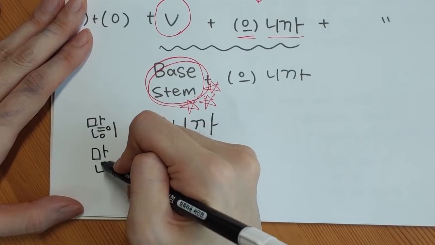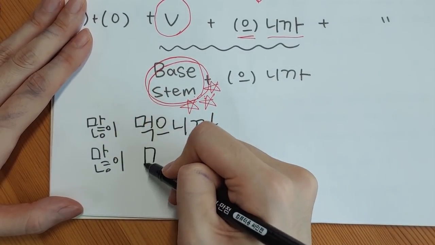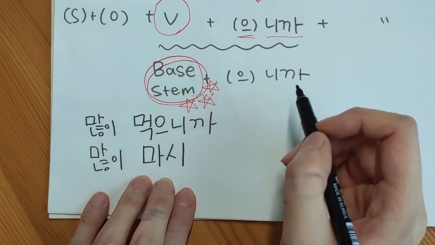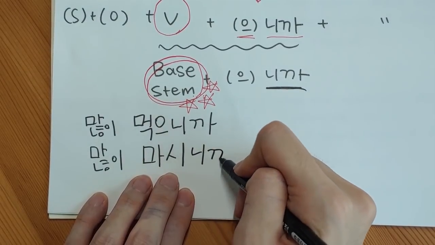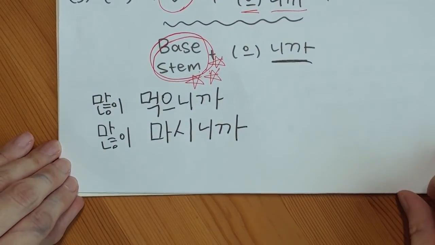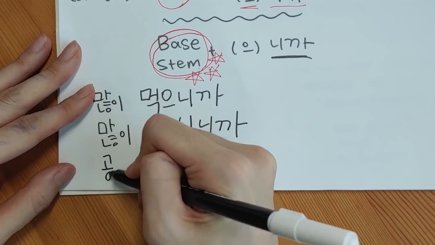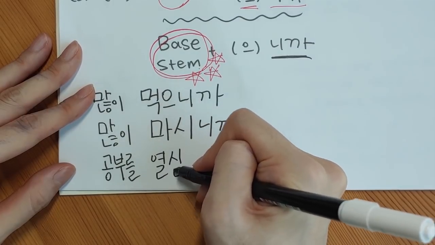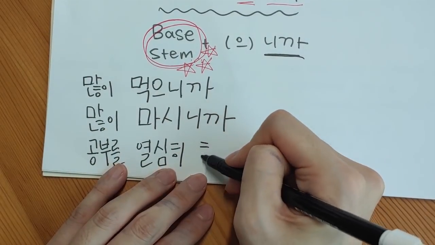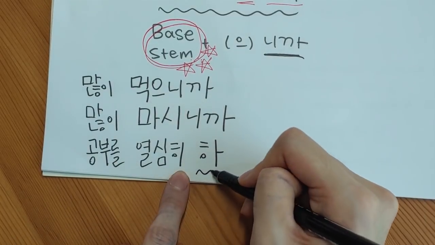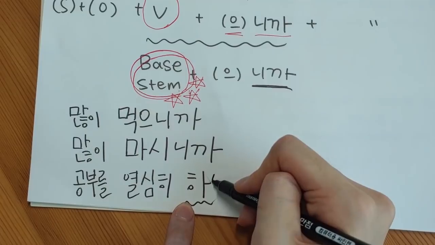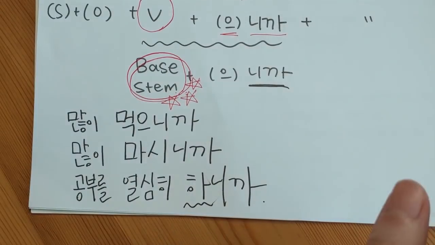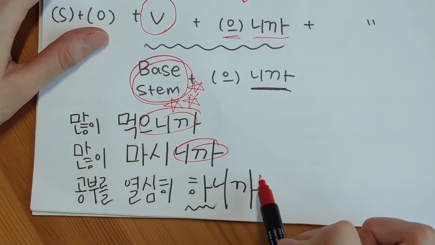And 물을 많이 마시, right? Because it comes from the verb 마시다, base stem, 마시. This time, just put 니까 because 시 doesn't end in 받침, 마시니까. And 공부를 열심히 하니까, right? Because it comes from 하다 verb, so you just take out the stem and change it to 니까. So that's how it can be changed into 으니까 or 니까 form.